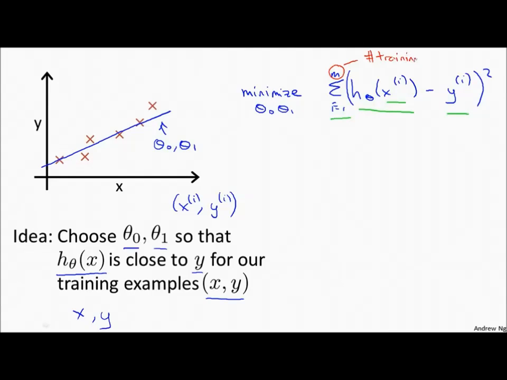right? So the m there is my number of training examples. Right? That hash sign is the abbreviation for number of training examples. Okay?